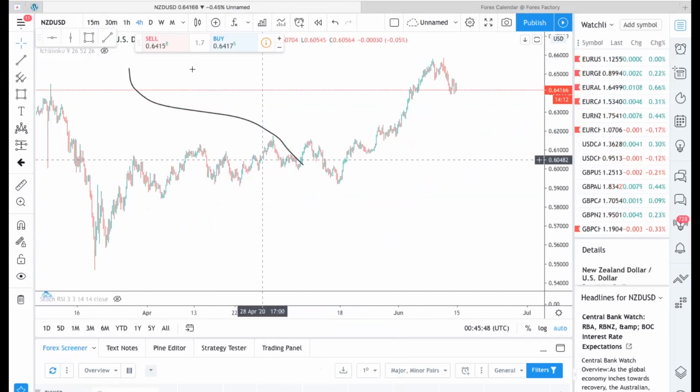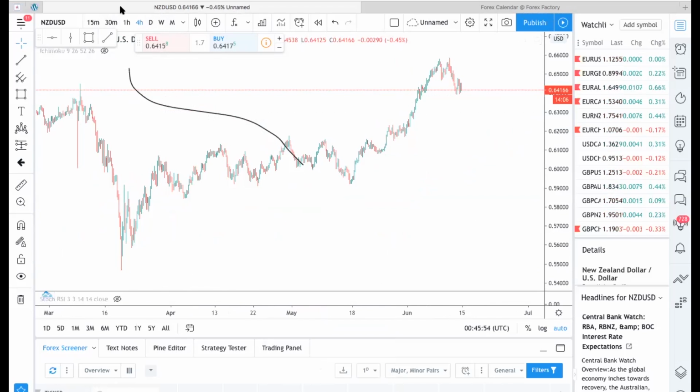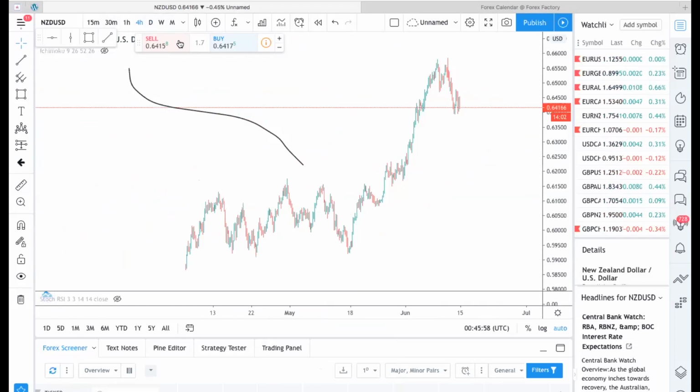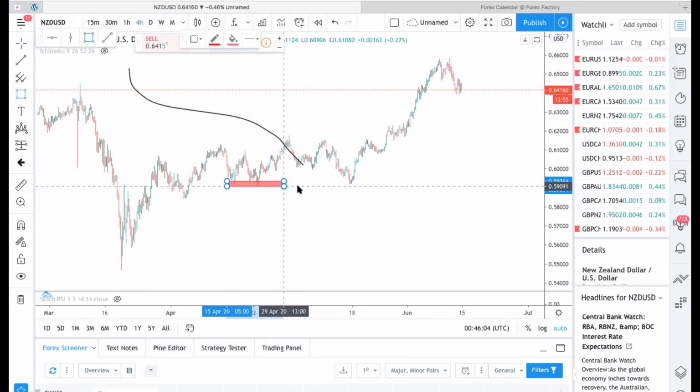Alright, so you already know how we draw support and resistance. We look for turning points in the market, and we normally look for those on the higher time frame, so your daily time frame or your 4 hour, sometimes your weekly. So when I was going through, I saw that this area here was a turning point for the market.